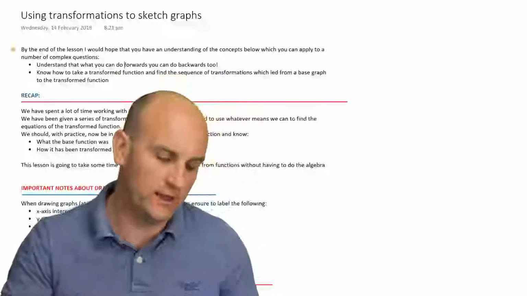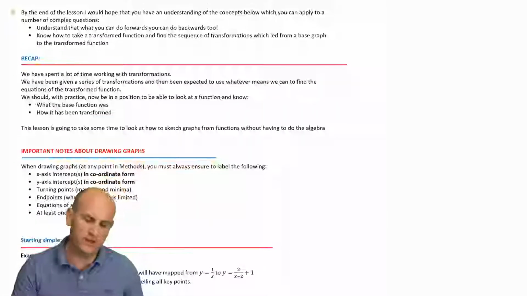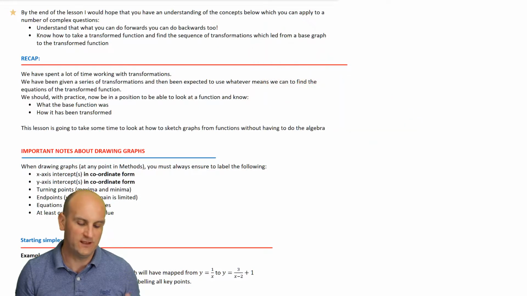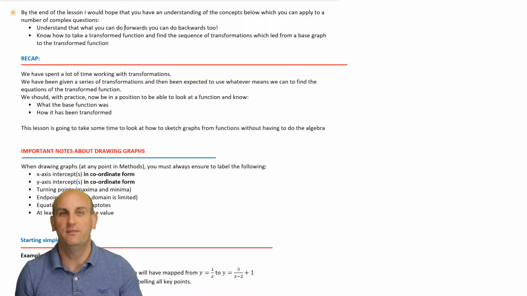Otherwise, let's get on with the learning. There's learning with the stuff shown above me. Basically, we've said what you can do forward, you can do backwards too, and know how to take transformed functions and find sequences of transformations. But more importantly, you've got to be able to sketch these things, knowing the information that you've been given.